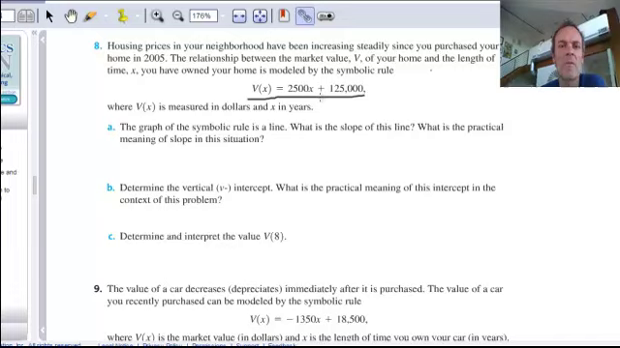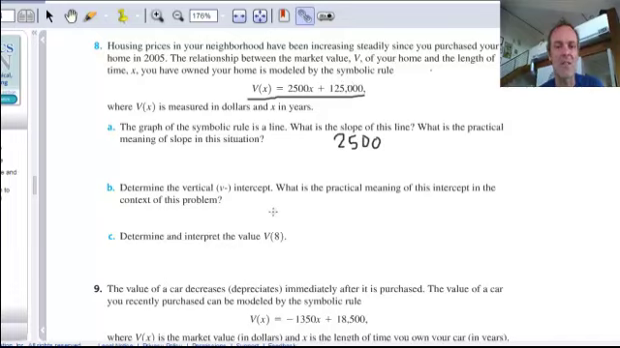Okay, what's the slope? Remember, the slope is the 2500. That's the number, the coefficient of the x. Now then, what's the meaning of this? Here's the meaning of this. Prices are going up by $2,500 per year. That's what that means. That's the slope. It goes up by $2,500 per year.